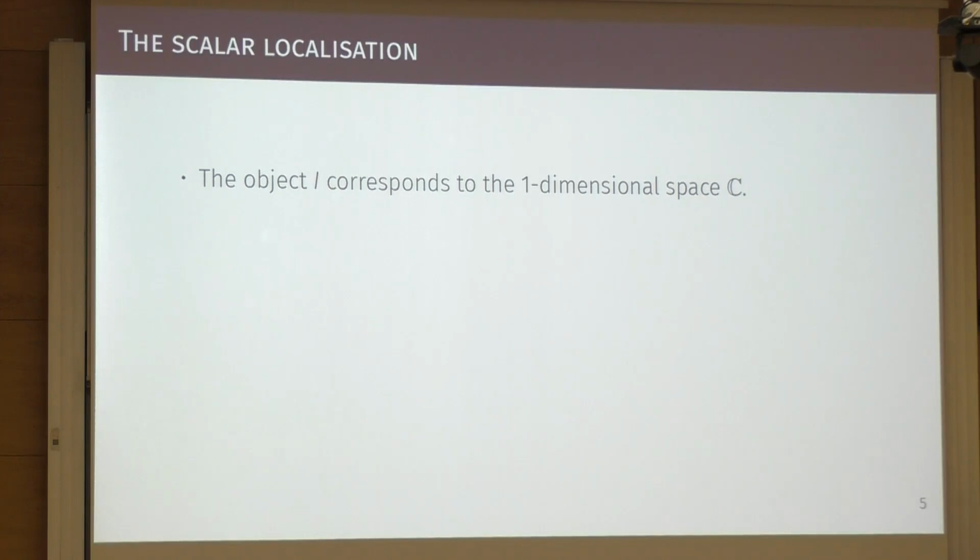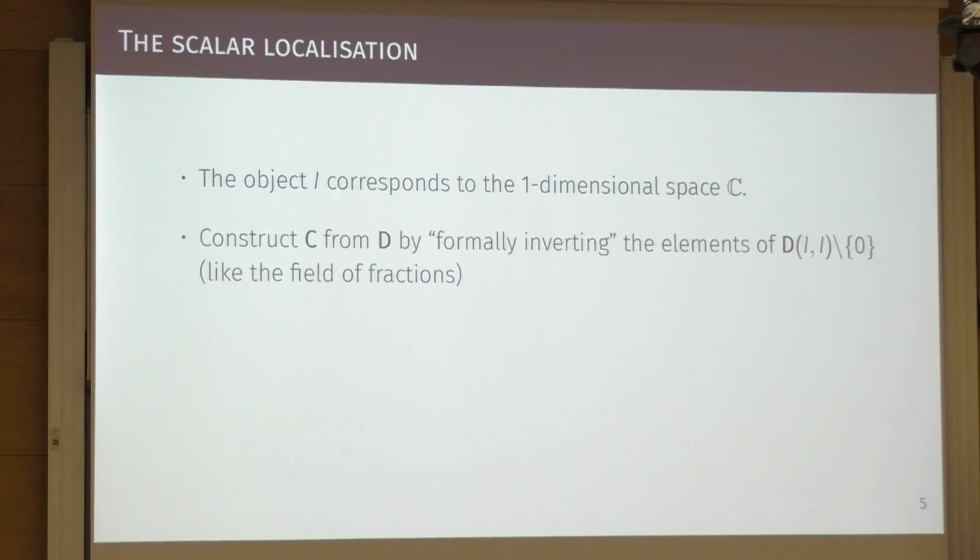In the abstract setting, we have the monoidal unit I, which is going to play the role of C on the previous slide. And we're going to construct our new category C from D, so D was a category that satisfied the axioms, by formally inverting the non-zero scalars. Now this process of formal inversion I'm not going to explicitly write up on the slide, but essentially it's like constructing the field of fractions of an integral domain.